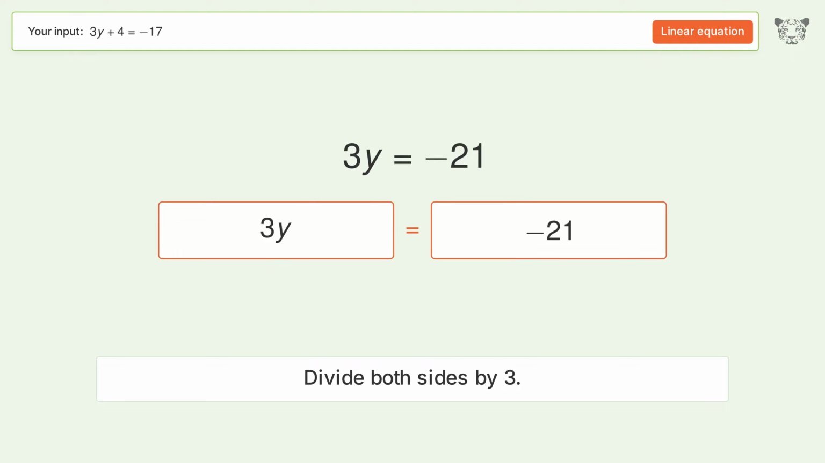Three is multiplying y. To leave y alone, divide both sides by 3.